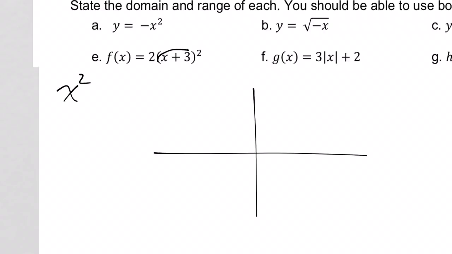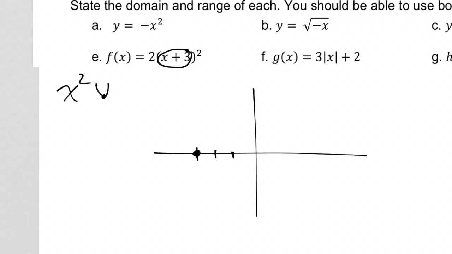What does that plus 3 do inside the function? Well, that shifts it to the left by 3. So I know that vertex has now been moved to the left by 3, so I'm going to have a point right there. Why did it move it to the left?